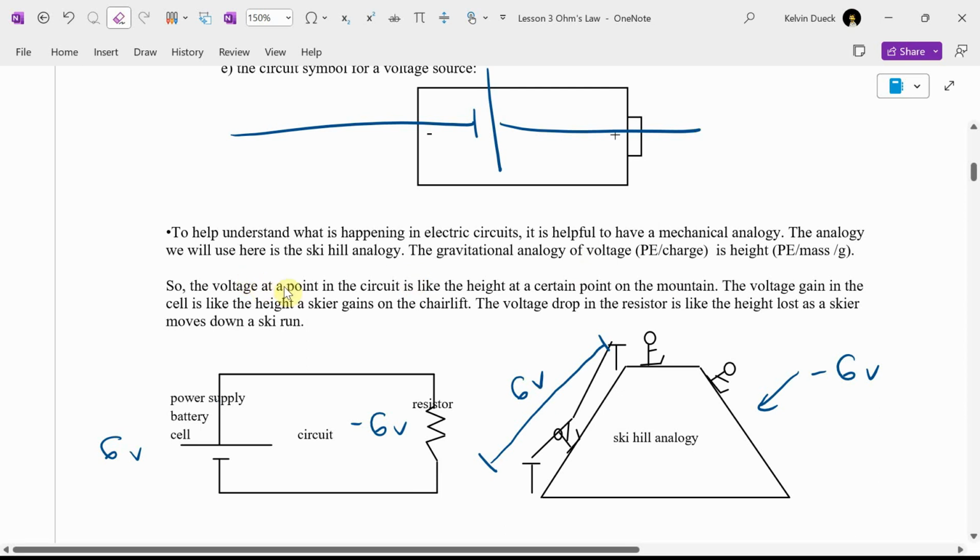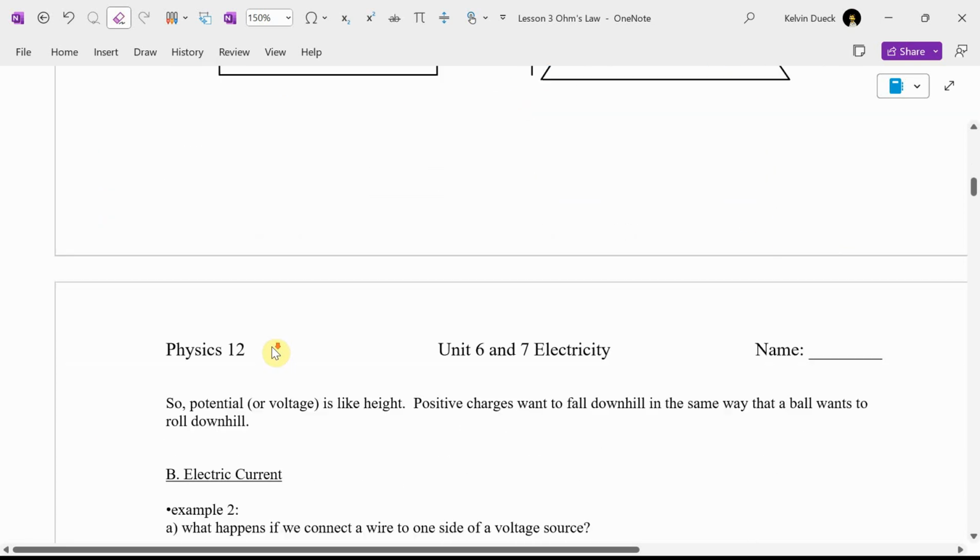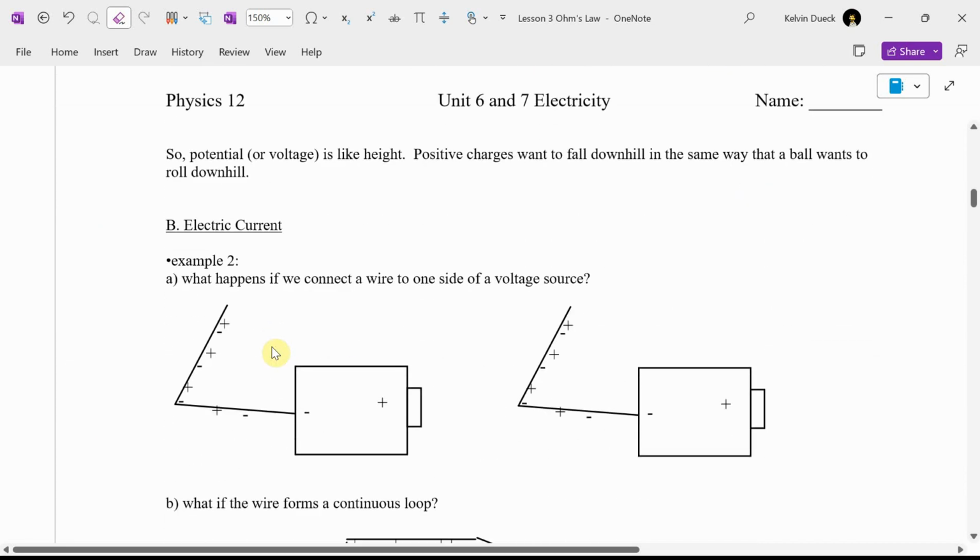So I wrote here, the voltage at a point in the circuit is like the height at a certain point on the mountain. The voltage gain in the cell is like the height the skier gains on a chairlift. The voltage drop in the resistor, so this would be the resistor, and that's the symbol for a resistor, jagged lines, is like the height a skier loses as they move down the ski run. Next page. So potential or voltage is like height. Positive charges want to fall, I'll use air quotes, downhill, the same way a ball wants to roll downhill.